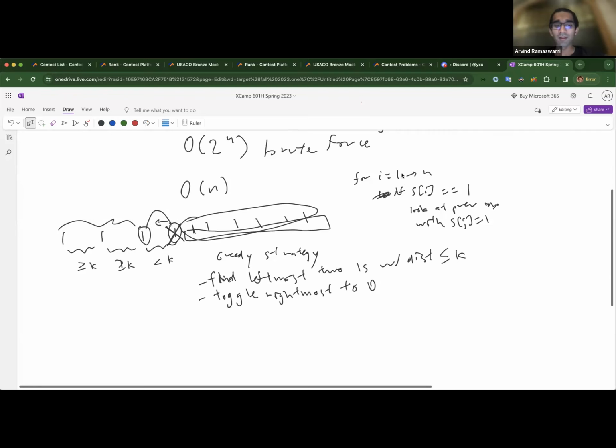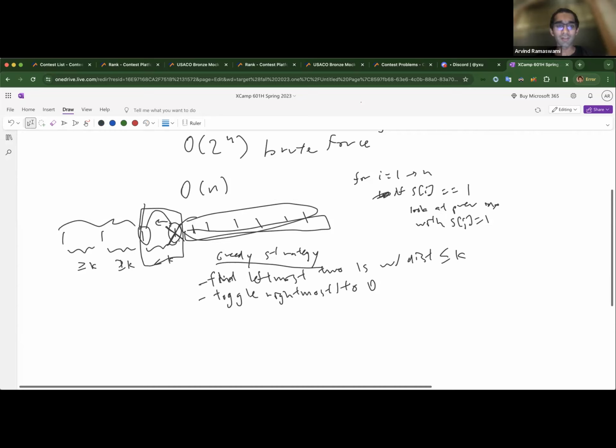What does the bottom text say on the whiteboard? Yeah, so I'll recap. This is the greedy strategy. Basically you can keep finding the leftmost pair of ones where the distance with each other is less than k, and then you toggle the rightmost one to a 0. My handwriting's not the best, but that's the greedy strategy.